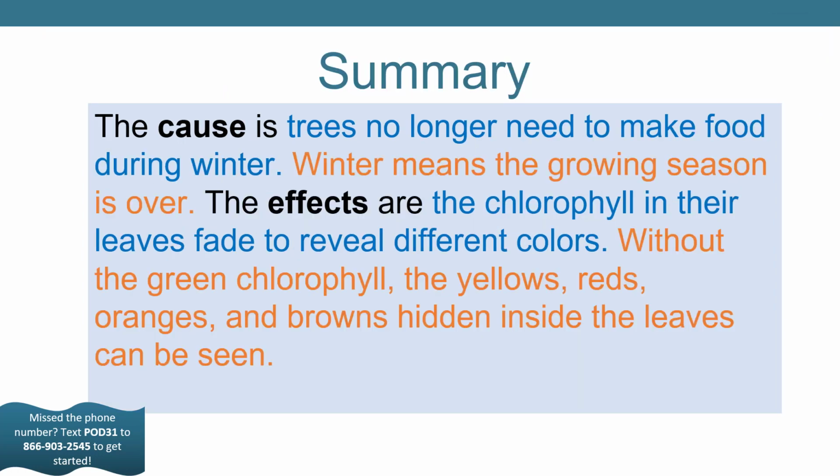Hey super readers, here's what I wrote for my summary. The cause is trees no longer need to make food during winter. Winter means the growing season is over. The effects are the chlorophyll in their leaves fade to reveal different colors. Without the green chlorophyll, the yellows, reds, oranges, and browns hidden inside the leaves can be seen. How did your summary compare to mine?